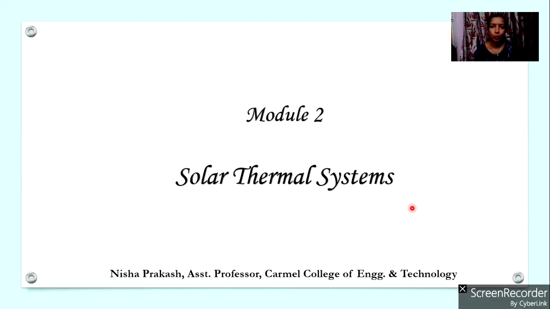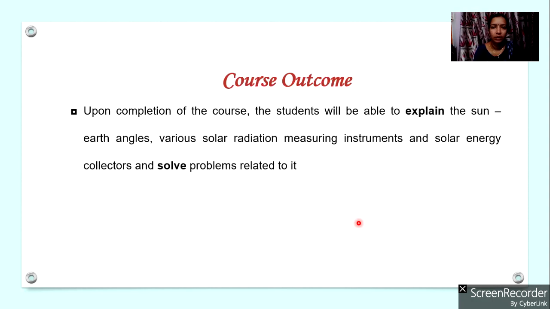Let us start with Module 2. Module 2 is regarding solar thermal systems. So the outcome which is expected from this particular module is, upon completion of this course, the students will be able to explain the sun-earth angles, the various solar radiation measuring instruments and solar energy collectors, as well as to solve problems related to it.